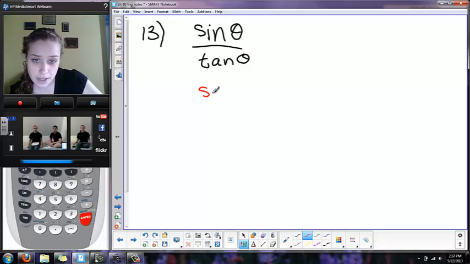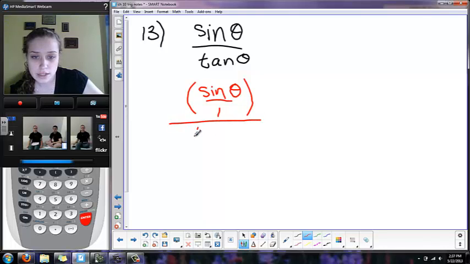So on the top, sine, I can't rewrite that at all, but what I am going to do is write it as a fraction, because I know that the bottom tangent is going to turn into a fraction as well. So sine is sine over 1. Tangent is sine over cosine.